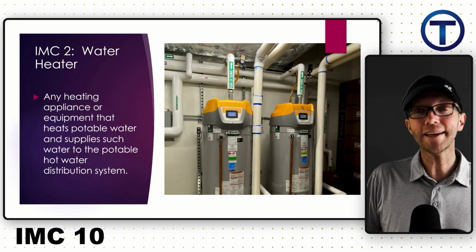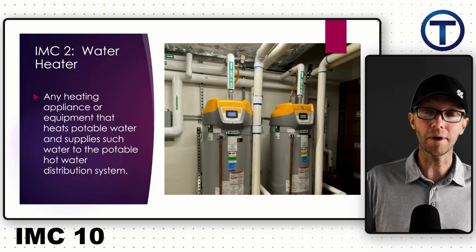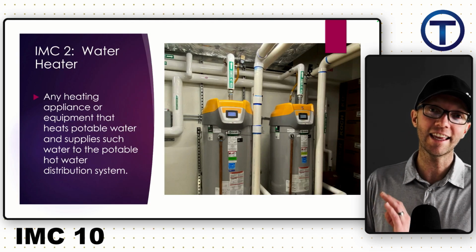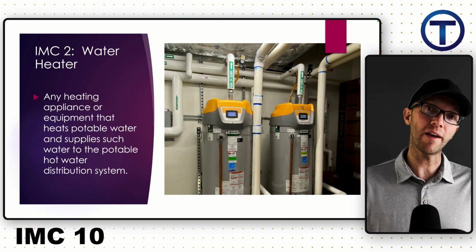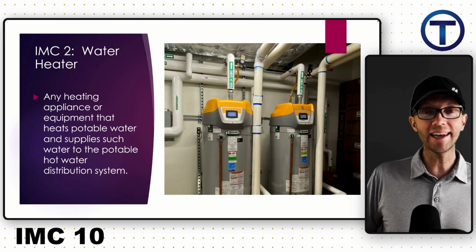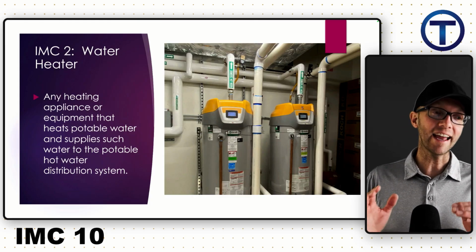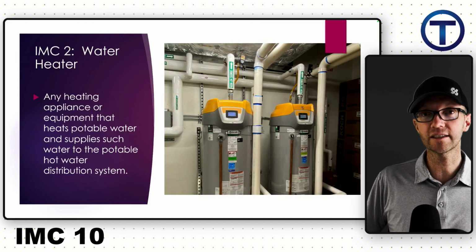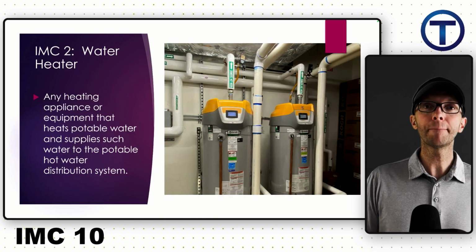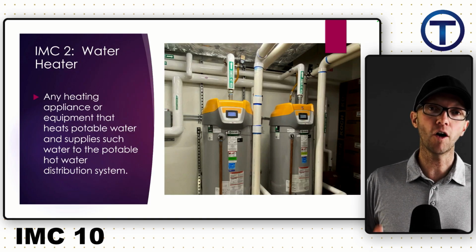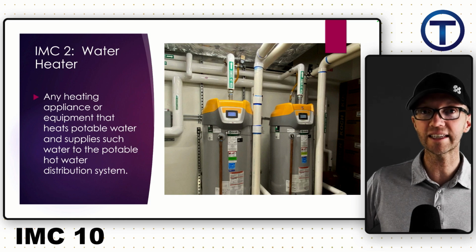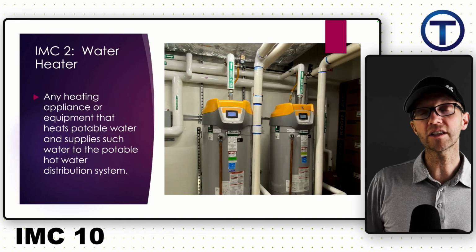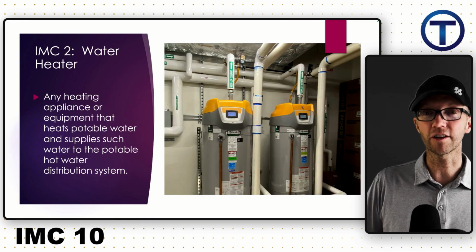And in order to really understand this, let's go back to Chapter 2 of the International Mechanical Code and look specifically at the definitions in that chapter. The definition of a water heater, for example, is any heating appliance or equipment that heats potable water and supplies such water to the potable hot water distribution system. Couple of key words here: potable hot water. This is an open system, meaning water passes through it, it's heated, and it goes on and is used at the fixtures. So potable water is the key when we're talking about water heaters, generally, right?